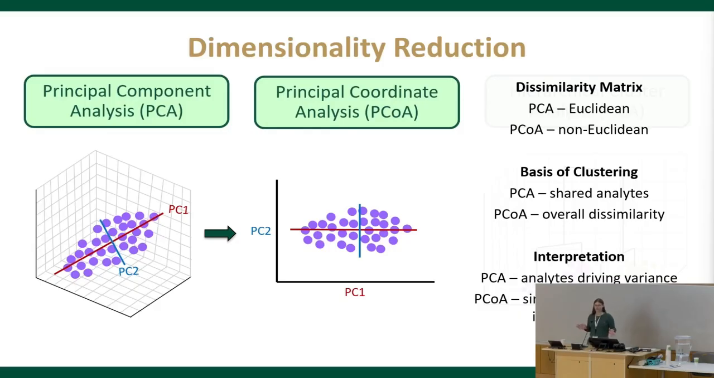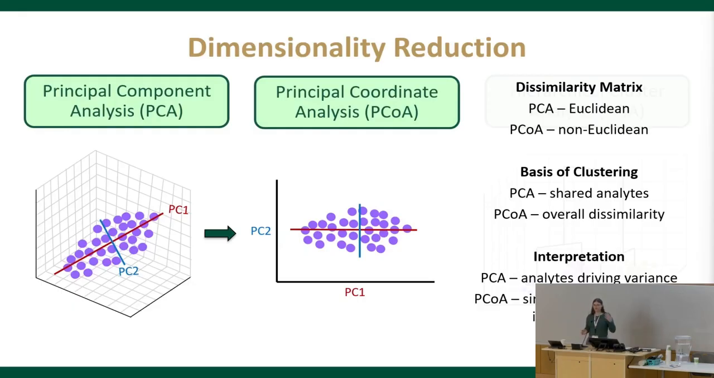The basis of clustering for PCA is shared analytes, meaning that two groups that are close together on a PCA plot share a lot of similar volatiles. PCA is also really great for identifying key analytes that are driving variance in your data set. Looking at the PCA loadings plots can help you identify why certain groups on the PCA plot separated the way they did.